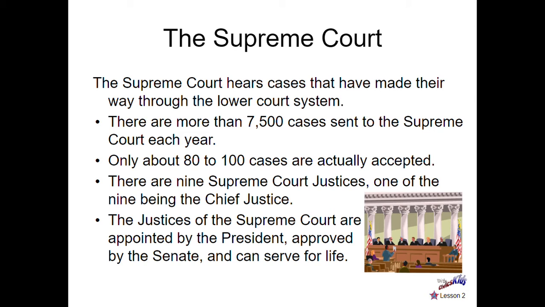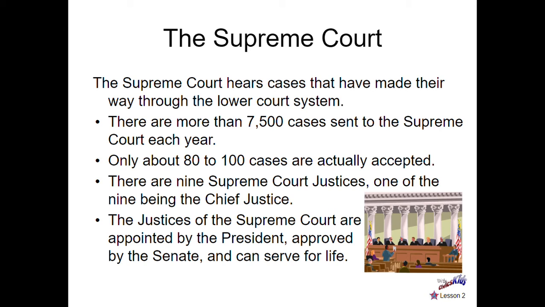The Supreme Court gets 1 million cases given to them every year, but they hear very, very few. I would say it says 80 to 100 cases. I think they're less than that. I think you're more along the lines of 50 to 70. There are 9 Supreme Court justices. One of those 9 will be called the Chief Justice. That guy's name is Mr. Roberts. The justices of the Supreme Court are appointed by the president. They are approved by the Senate, and they serve a life term.